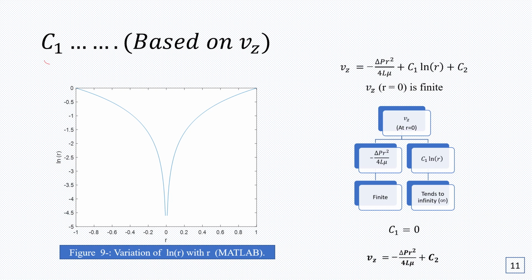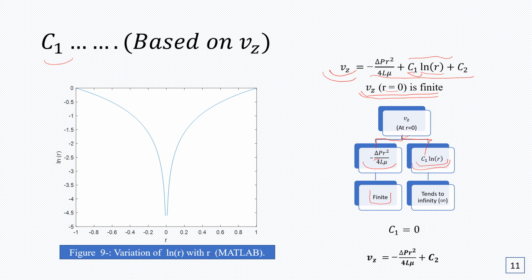Now our main task is to find the value of C1. So we will use the expression for Vz, which is this one. It has a term of C1 into natural logarithm of R, which is a critical term from which we will come to know the value of C1. We know that tau Rz is finite, so Vz must also be finite at R equal to 0. We can divide Vz into two components. The first component is minus delta P R square divided by 4L mu, and the second component is C1 ln R. The first component is finite when R tends to 0, but what is the value of C1 ln R at R tending to 0?